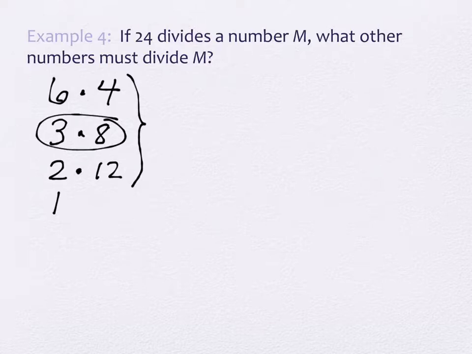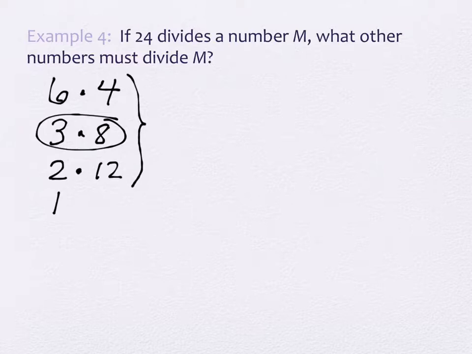Because 6 and 4 could both be divided by 2. Right. And then 2 and 12 could also both be divided by 2. Right. And 3 and 8 then are the only 2 numbers that don't divide by anything other than 1 when you compare them to each other, right? Yeah. So 3 and 8.